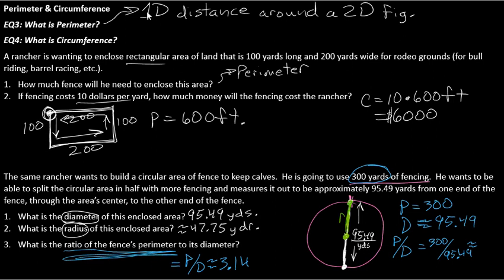It is precisely pi. Okay, so the ratio of our perimeter to the diameter, and this is a circle, mind you, is pi. Now, there's another name for the perimeter of a circle, and that is circumference. So to answer EQ4, what is circumference? It's simply the perimeter of a circle.